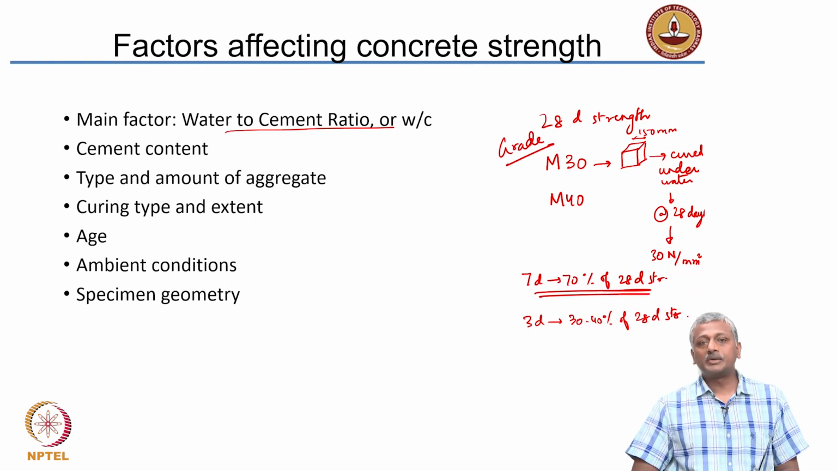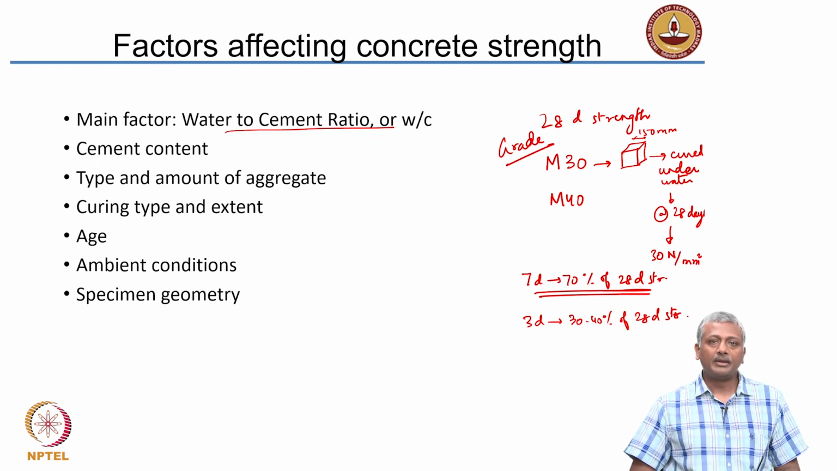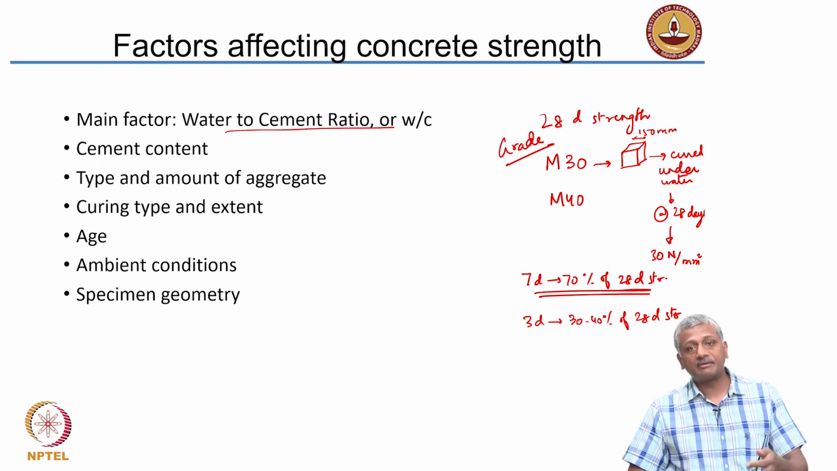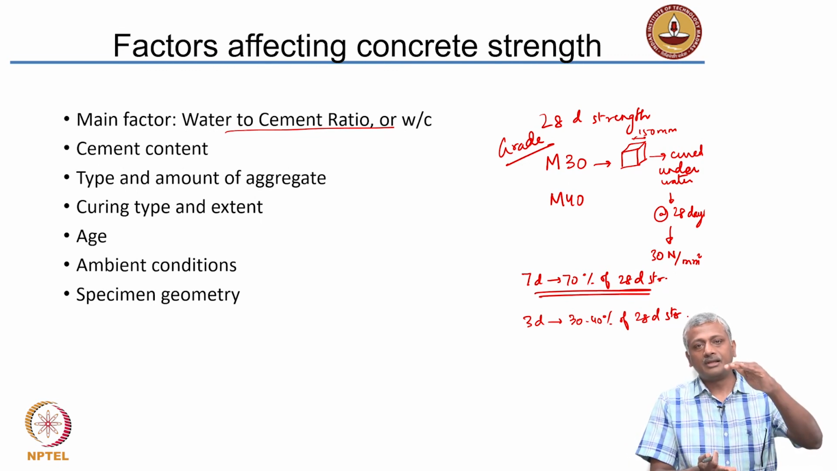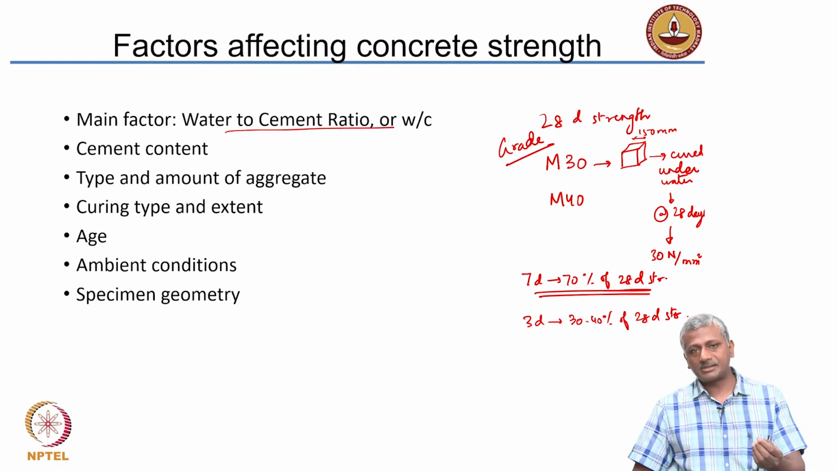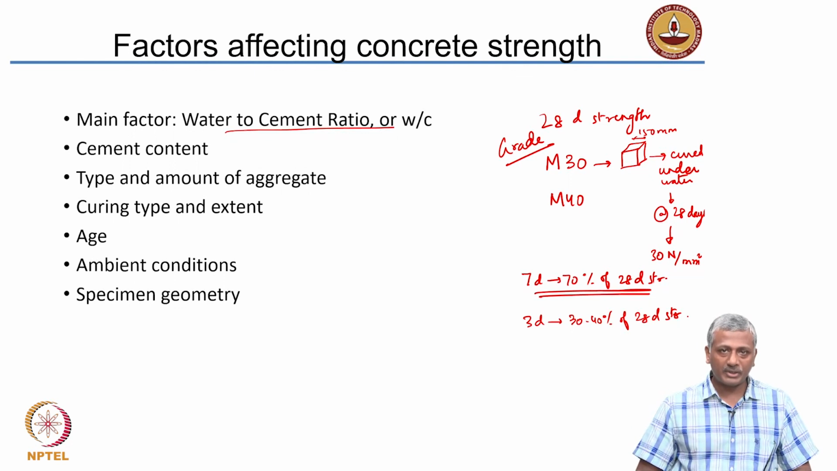Interestingly, strength is also dependent on the specimen geometry. In some countries, we test cubes. As I said, 150 mm cubes are tested in India for the strength of the concrete. But if you go to some European countries or even the US, they use cylindrical specimens. Cylindrical specimens have a length to diameter ratio of 2. The height or length of the cylinder is twice the diameter, and that usually results in a strength value that is lower than what you get from cubes. We will talk about that in just a minute.